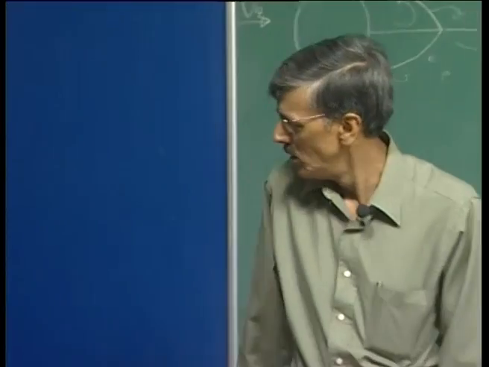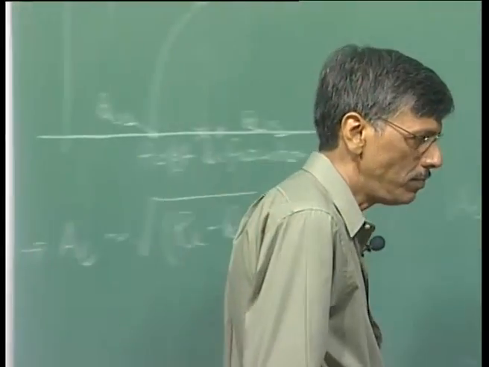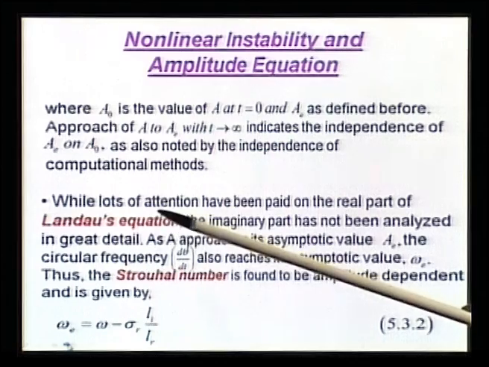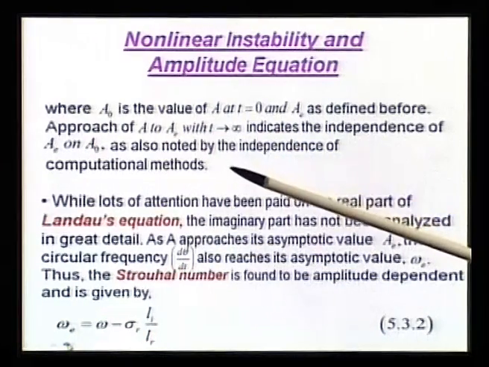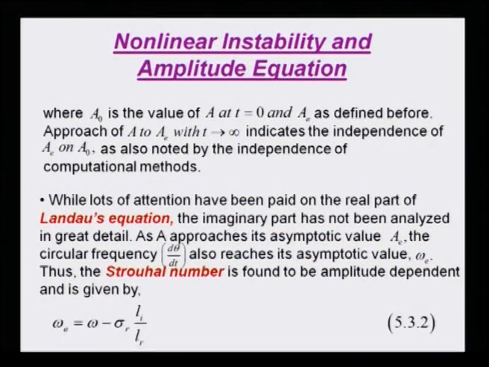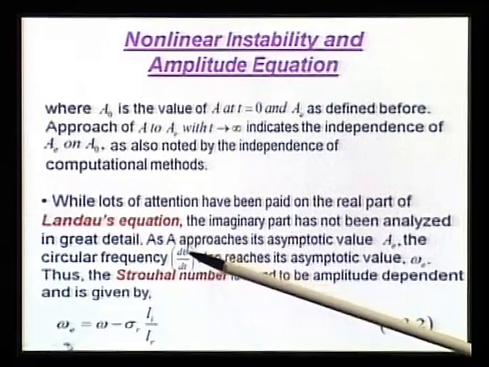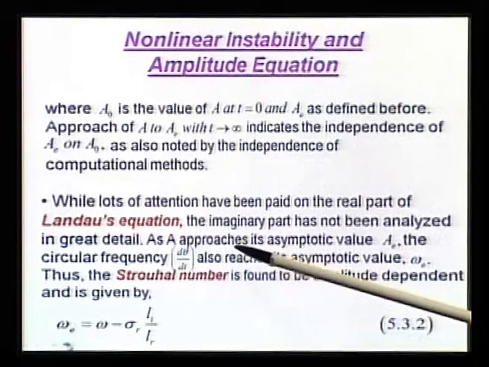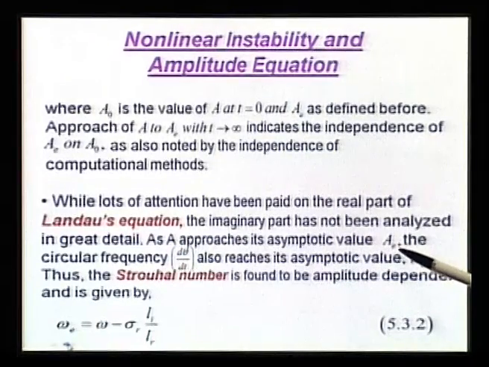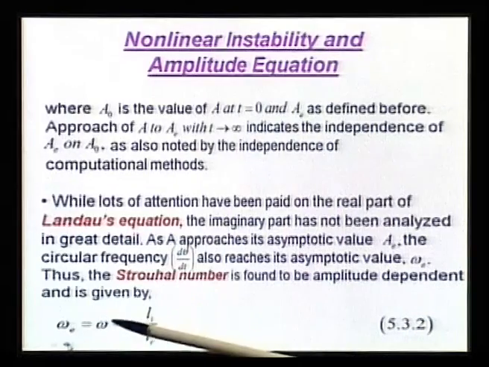Okay. So, this is the beauty of Landau's equation. And in the bottom we talked about that while Landau himself paid all his attention on the amplitude equation, and he claimed that the phase is indeterminate, which is not true. We have seen the phase is given by this, and that is that equation, right. And as a approaches its asymptotic value AE, the circular frequency actually comes out like this.